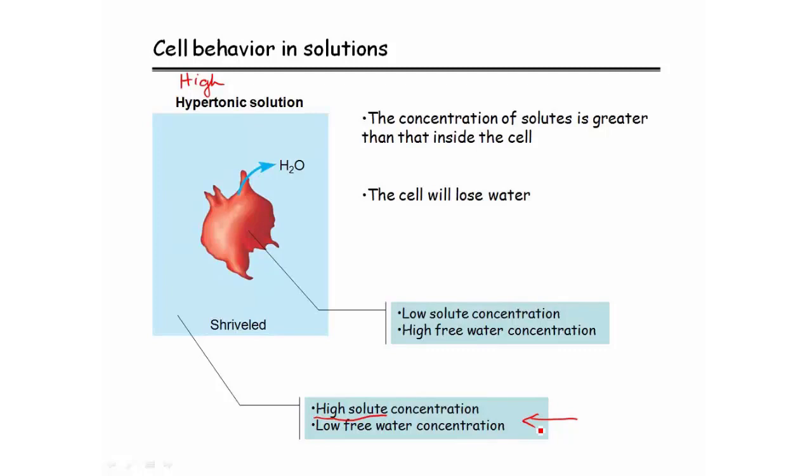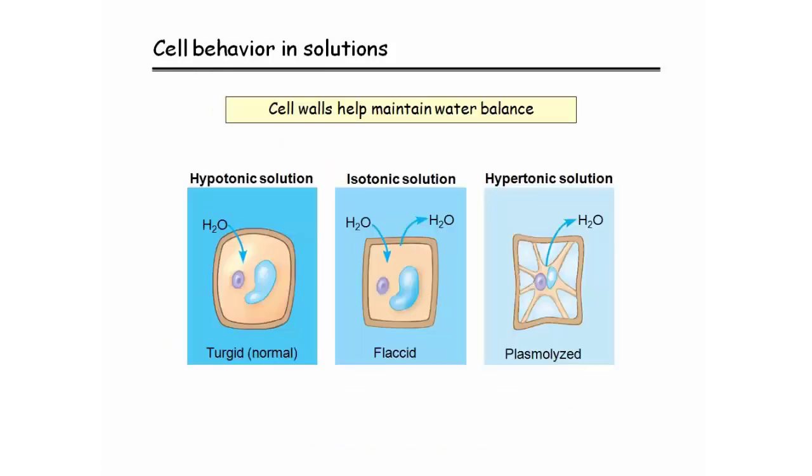Now, that's our cells that have basically a plasma membrane with no cell wall outside of them. Now, if we're talking about plant cells, remember that plant cells have cell walls. Many bacterial cells also have cell walls, so this isn't strictly limited to plants. But the cell walls are going to change things up a little bit when we talk about tonicity, because the cell walls help to maintain water balance.